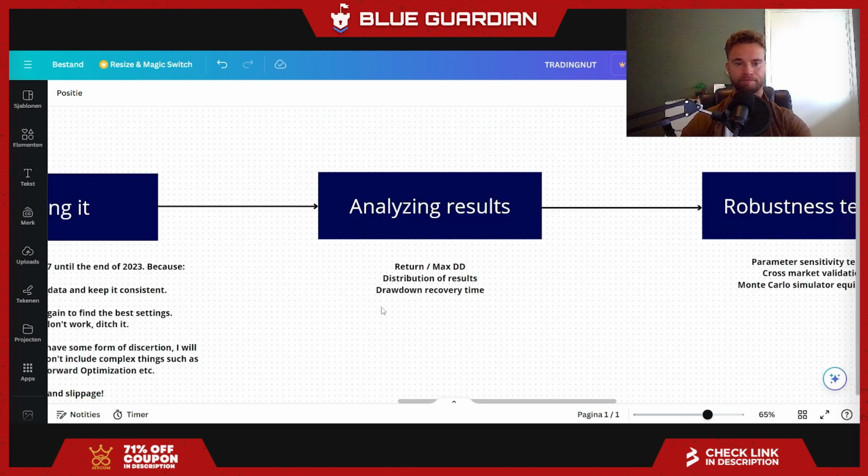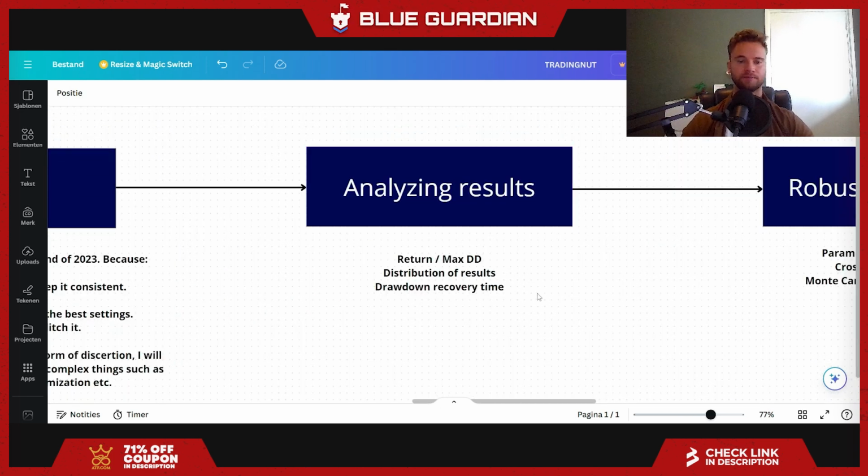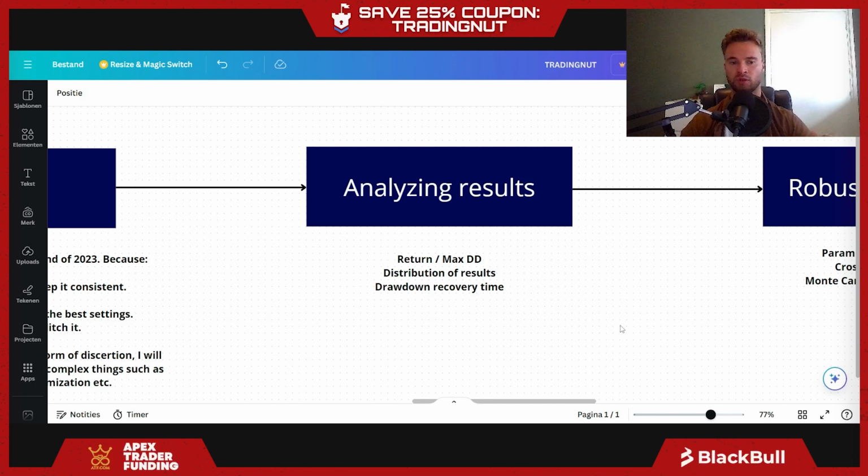All right, analyzing results. So you did your initial test and you want to look at a few important things. Return to max drawdown. First of all, return, is it even profitable? And second of all, is it worth it? If you make 10% a year and your max drawdown is 50%, that might not be worth it. I leave it up to you what you're going to use as what is worth it and what is not, but you want to take a look at that.